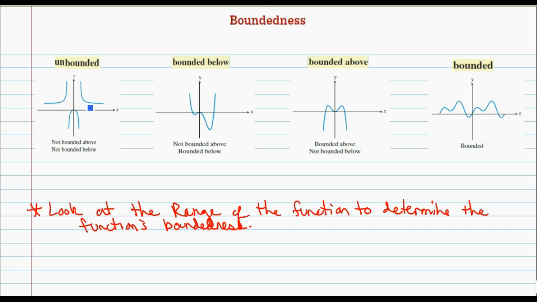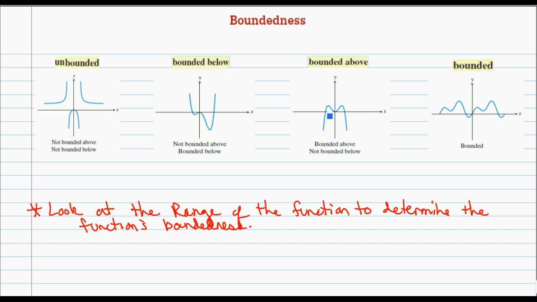So this first example here is called unbounded. There is no boundary preventing it from going up to positive infinity and no boundary preventing it from going down to negative infinity. So there are no bounds. It goes all the way up and down to positive and negative infinity. This graph is bounded below. It has a boundary somewhere below it that prevents it from going down to negative infinity. It does go up to positive infinity though, so it's only bounded below.